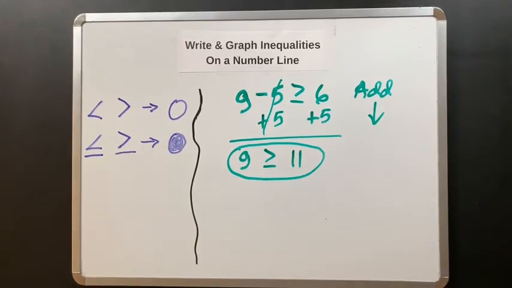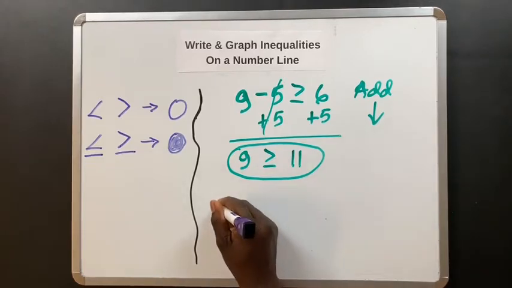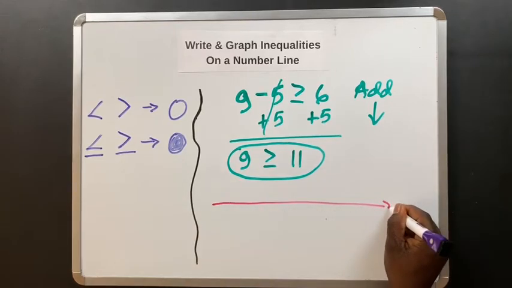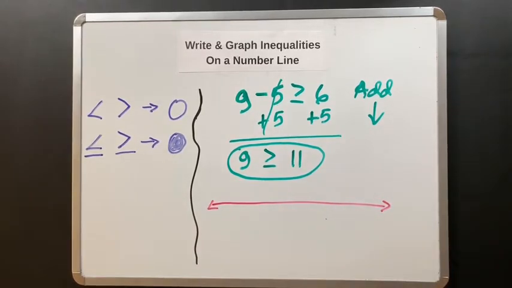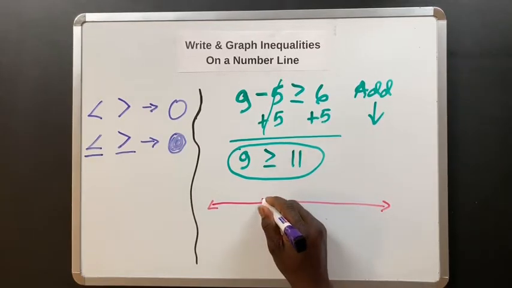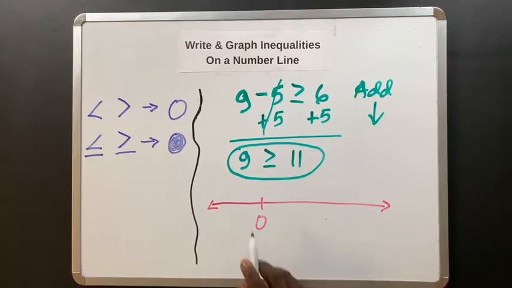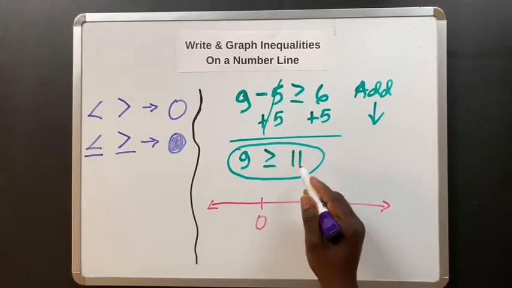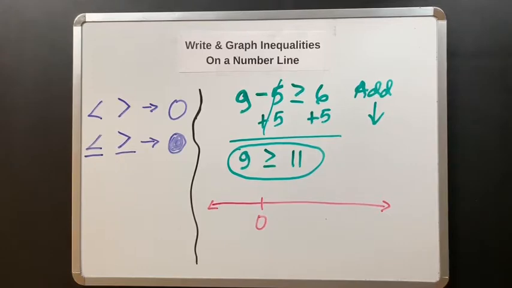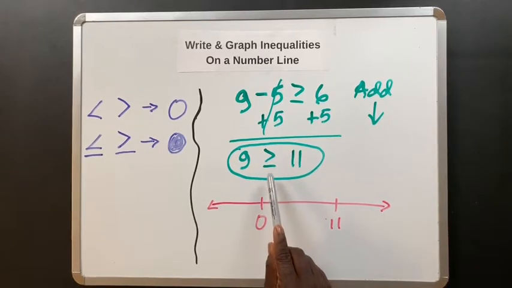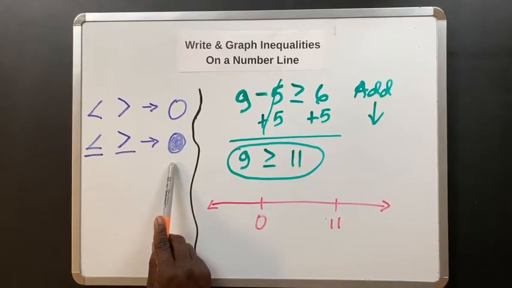Now what we want to do is graph the inequality. Here is our number line. Next thing we do is identify 0. And then where would I place 11? I would place 11 over here because it's greater than 0. So I'll place 11 right there. Now look at the inequality in the original sentence. It says greater than or equal to. That means we would have a closed circle.